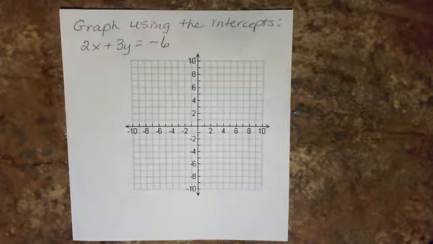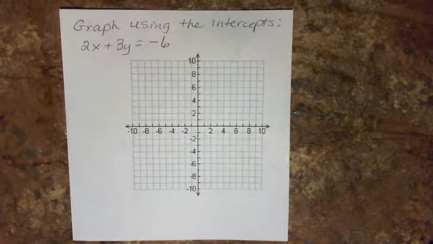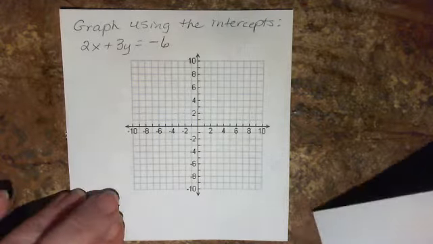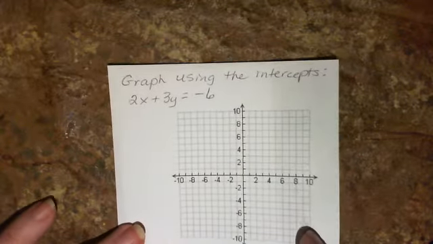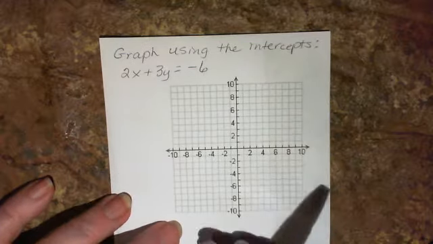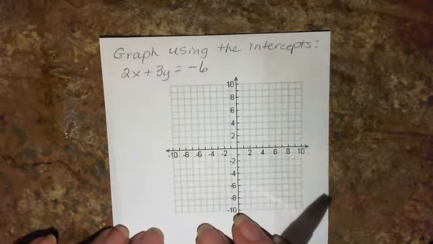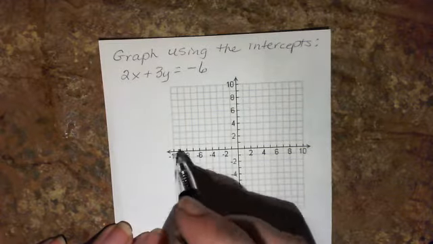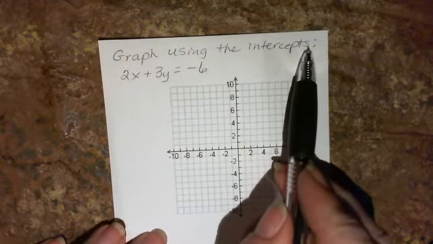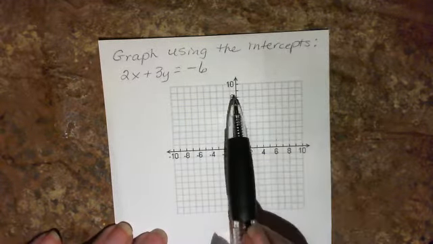Let's take a look at graphing from several perspectives. The instructions here say graph using the intercepts. So remember that graphing using the intercepts is a method where a table of values can be useful, because remember the intercepts, plural, means we have something crossing the x-axis and something crossing the y-axis.